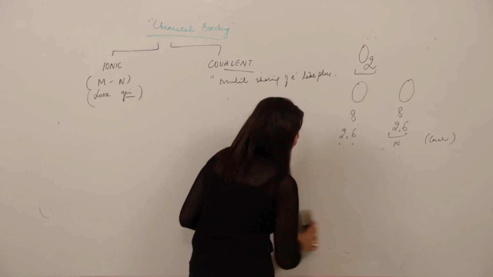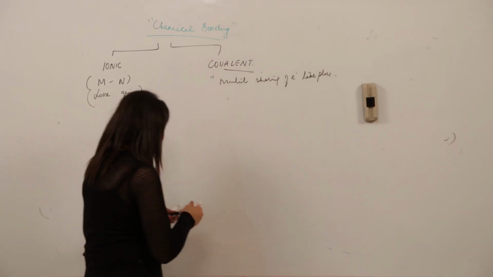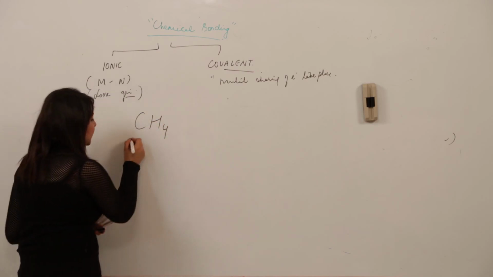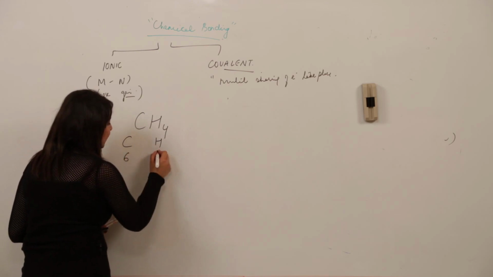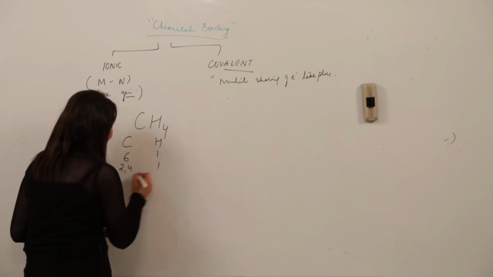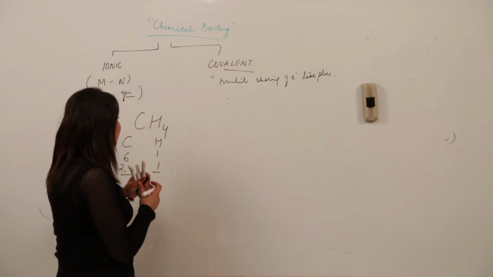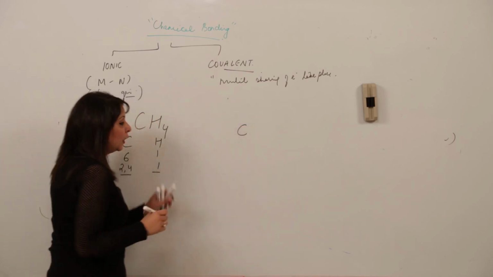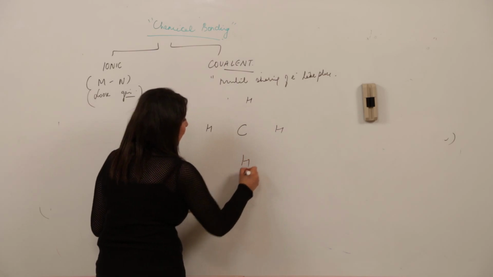I want you to know that you can make it for many atoms. Like if I am telling you to make it for CH4, just first write C and H, again the same steps I have told you: atomic number 6, 1, configuration 2, 4, 1, non-metal, covalent bond. Now how will you arrange them? CH4 means 1 C right in the middle, surrounded by 4 hydrogens. So surround it with 4 hydrogens.